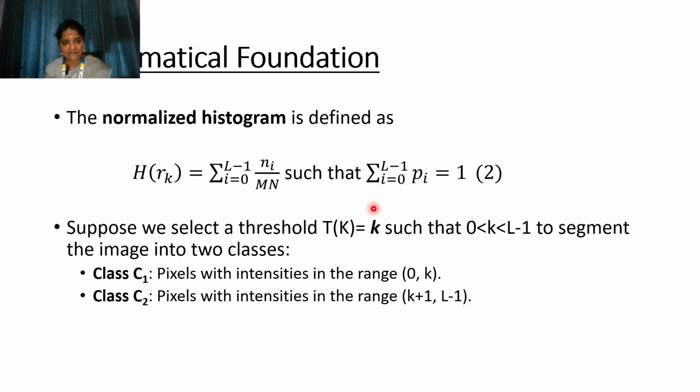Based on the k value, we are going to divide the image into two classes, class C1 and class C2. Class C1 is going to consist of all the pixels with intensities in the range 0 to k. So you have all the pixels in the image, and all the pixels whose intensity value is between 0 and k form the class C1. Class C2 obviously is going to be the group of all pixels whose intensity levels are in the range k plus 1 to L minus 1. So we have formed the two initial classes, C1 and C2.